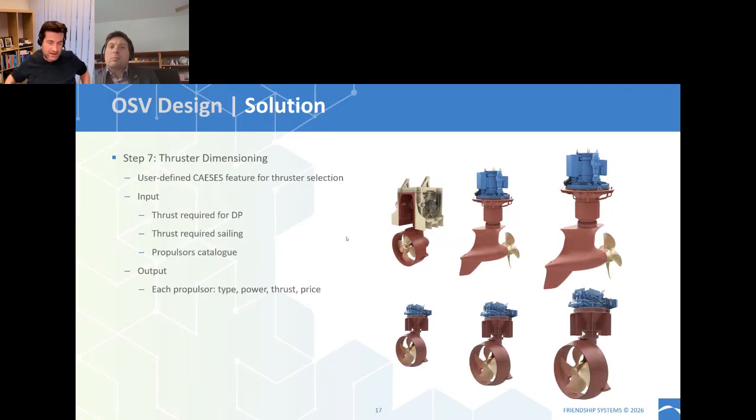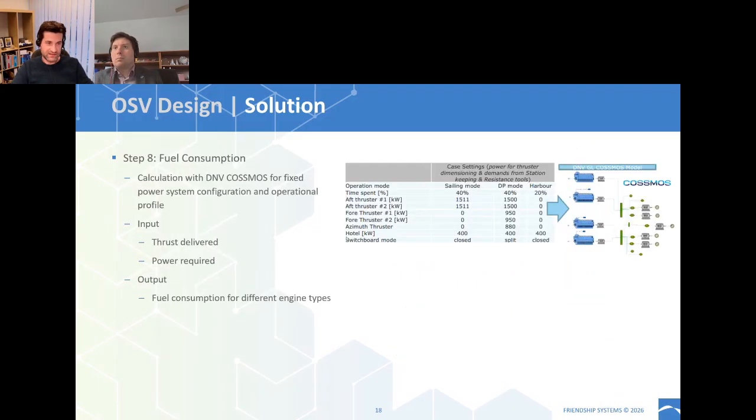And then the next step is the dimensioning of a thruster done with a user-defined feature within cases that will result in thruster selection. So it gives as an output for each propulsor the type, power, price of the propulsor. And as a next step, a fuel consumption calculation done with the DNV Cosmos tool for fixed power system configuration that provides then the fuel consumption for different engine types.